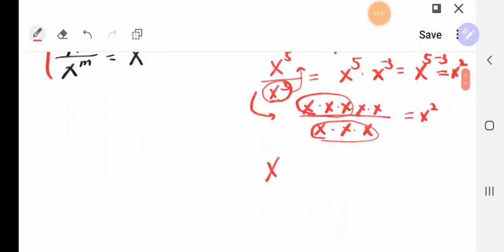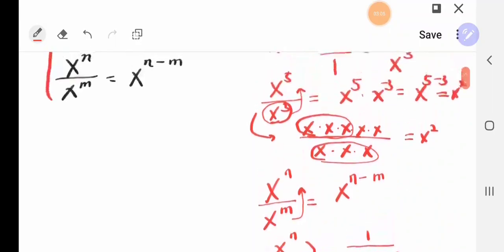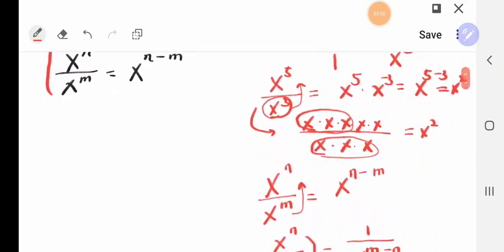So the rule is this: x to the nth power over x to the mth power. Then you can move the denominator to the numerator. Then there will be x to the n minus m power, because this m becomes minus. Or if you want to move the numerator to the denominator, then the numerator becomes 1, and the exponent in the denominator is m minus n, because this positive n moved to the denominator, so it becomes minus n.